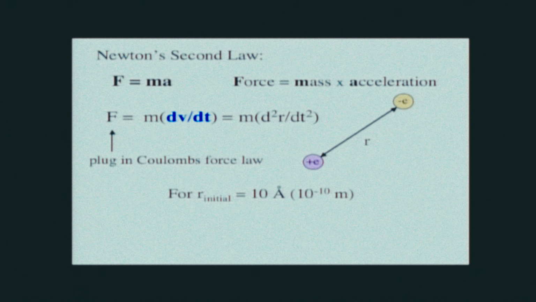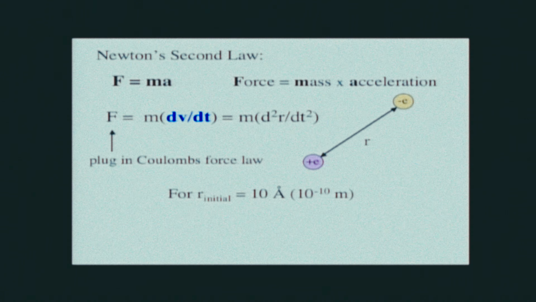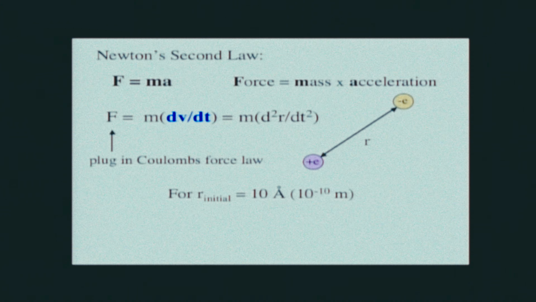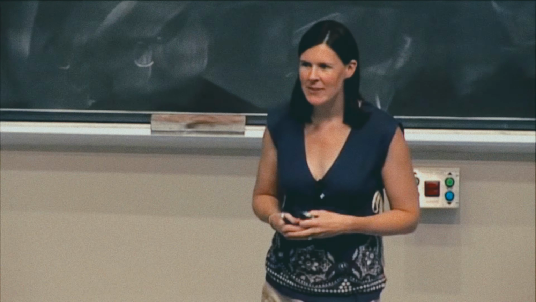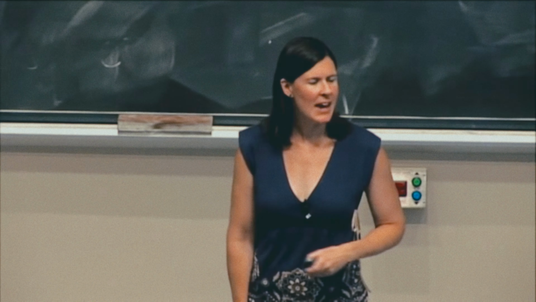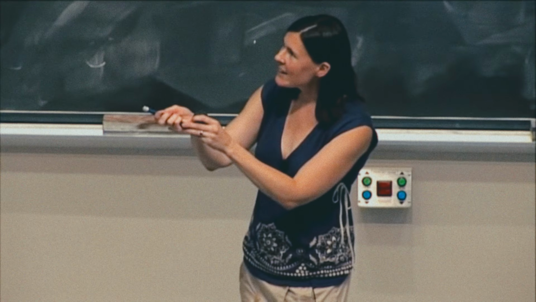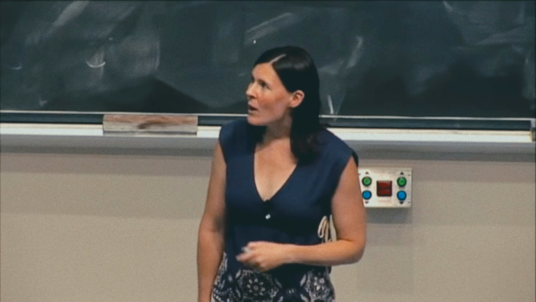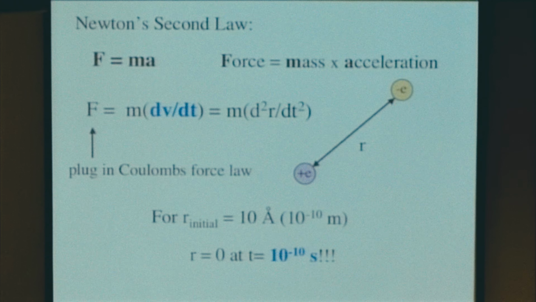And what we can do is start with some initial value of r. And here I write r being 10 angstroms. That's a good approximation when we're talking about atoms, because that's about the size of an atom. So let's say we start off at the distance being 10 angstroms. We can plug that into this differential equation and solve it. And what we find out is that r actually goes to 0 at a time that's equal to 10 to the negative 10 seconds.